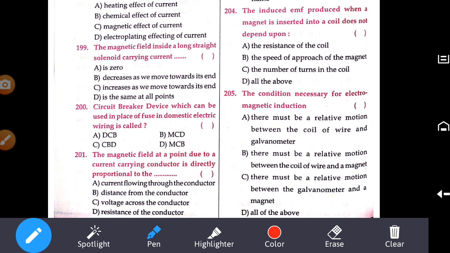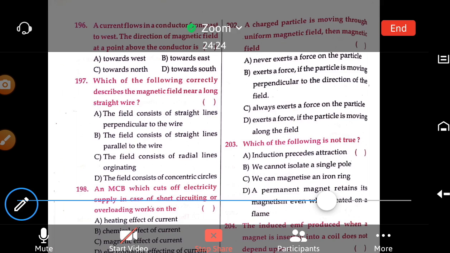The magnetic field at a point due to the current carrying conductor is directly proportional to what? That's current only. The current carrying conductor produces a magnetic field. That is the conclusion Oersted drew through the Oersted experiment. So option number A.